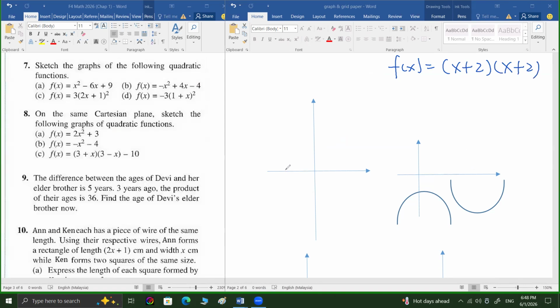So this one, consider one root only. Okay, consider one root. Then when you sketch, you tell that this is 4. 2, 2, 4, when x is 0. Okay, got it?